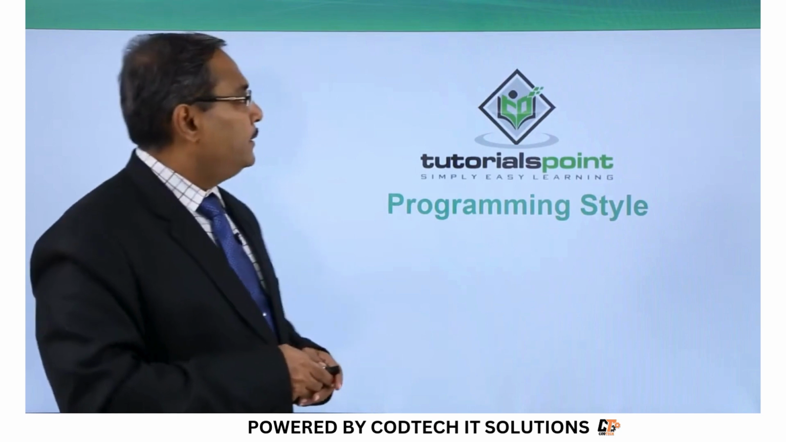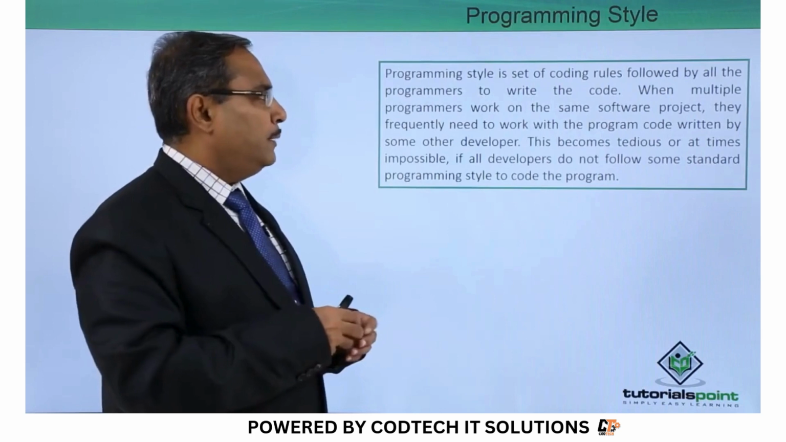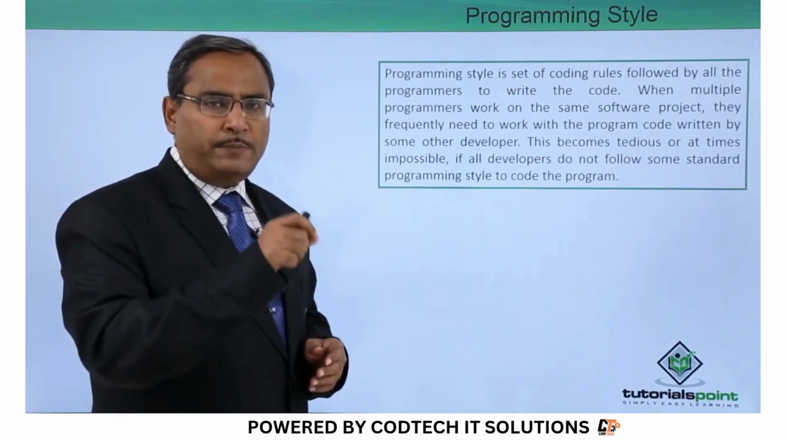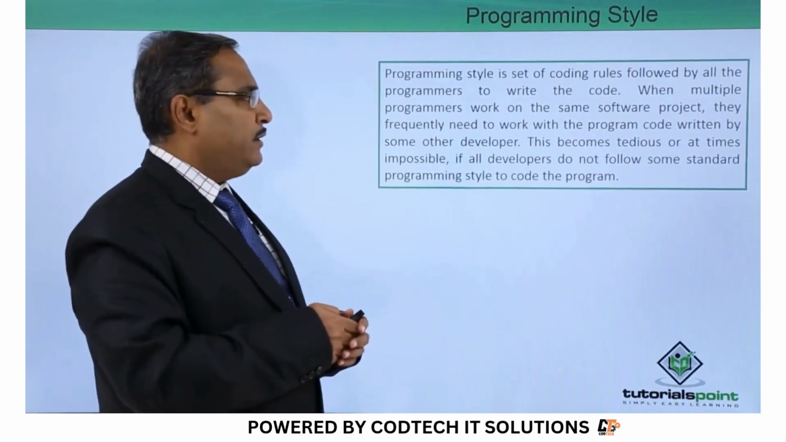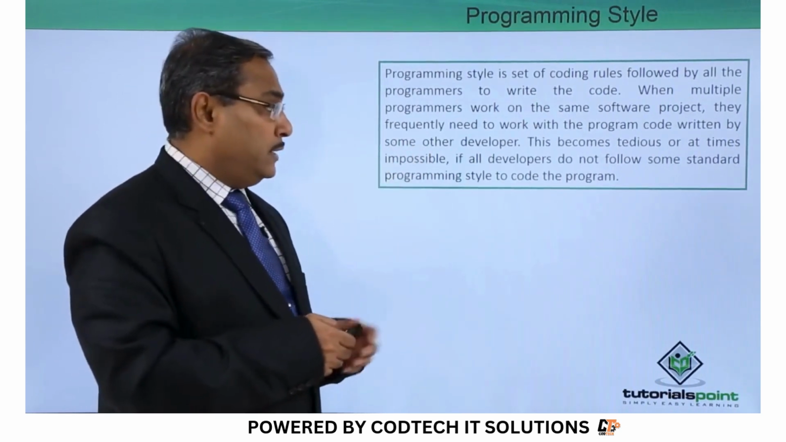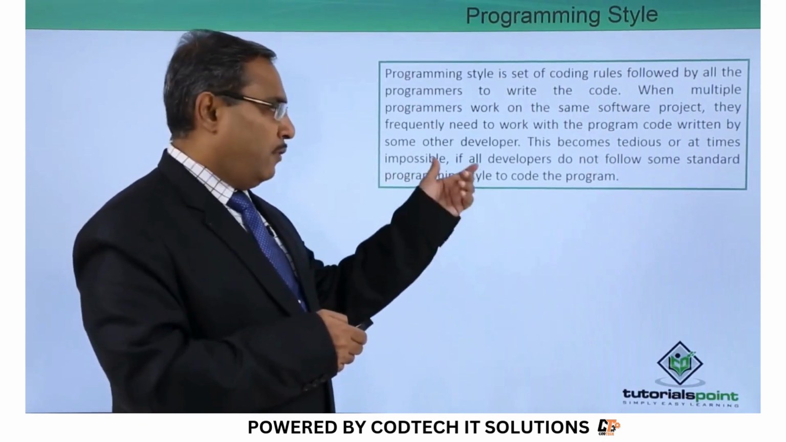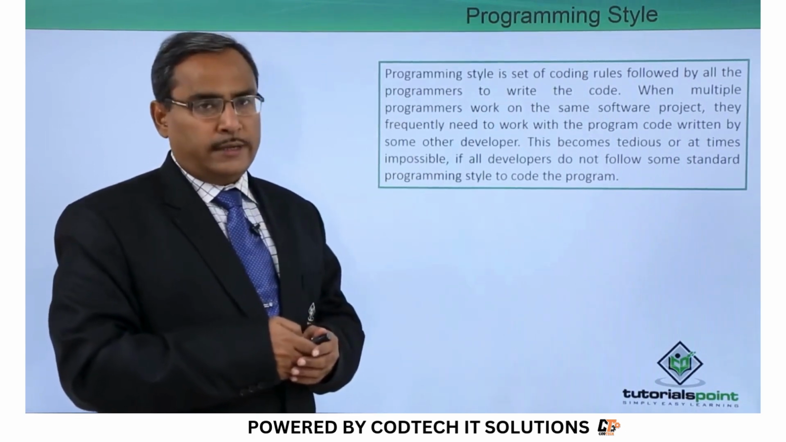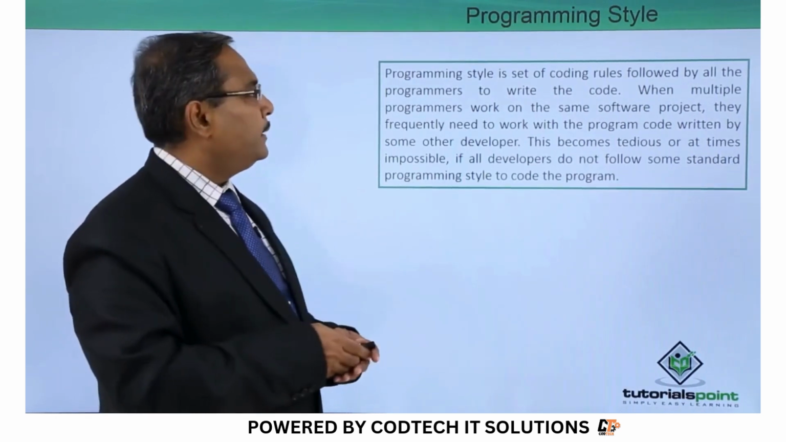Programming style is a set of coding rules followed by all programmers to write code, considering the best programming practices. When multiple programmers work on the same software project, they frequently need to work with code written by some other developer. This becomes tedious or at times impossible if all developers do not follow the same standard programming style to code their program. So the coding style should be universal and uniform.